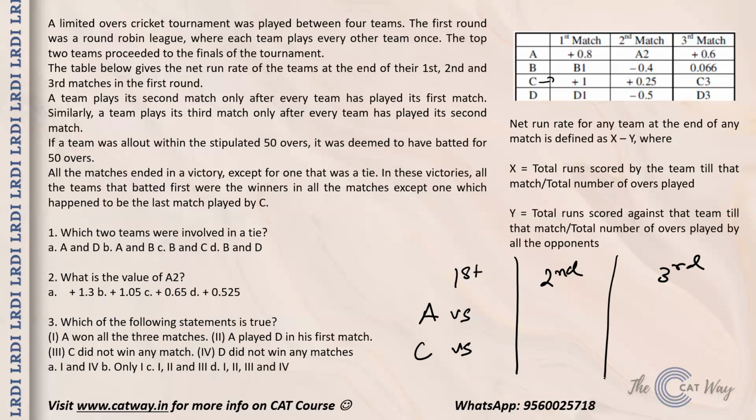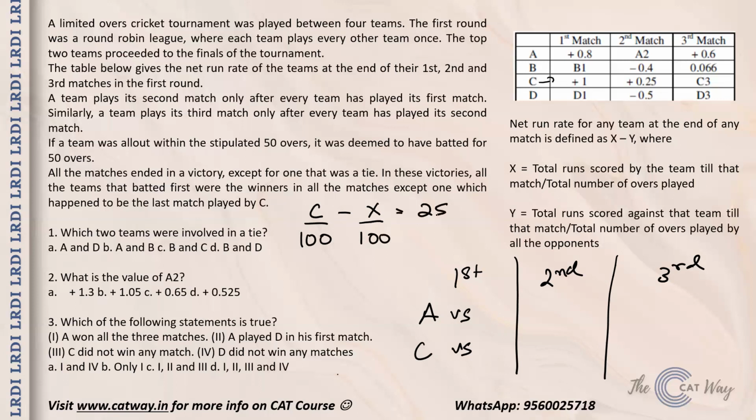Now, what do we have is C. So at the end of the second match, what do we see over here is that the net run rate of C fell down and it came down to 0.25. Now, if it has come down to 0.25, let's say C has played two matches and has played 100 overs, and the opponent has made X runs and played 100 overs.